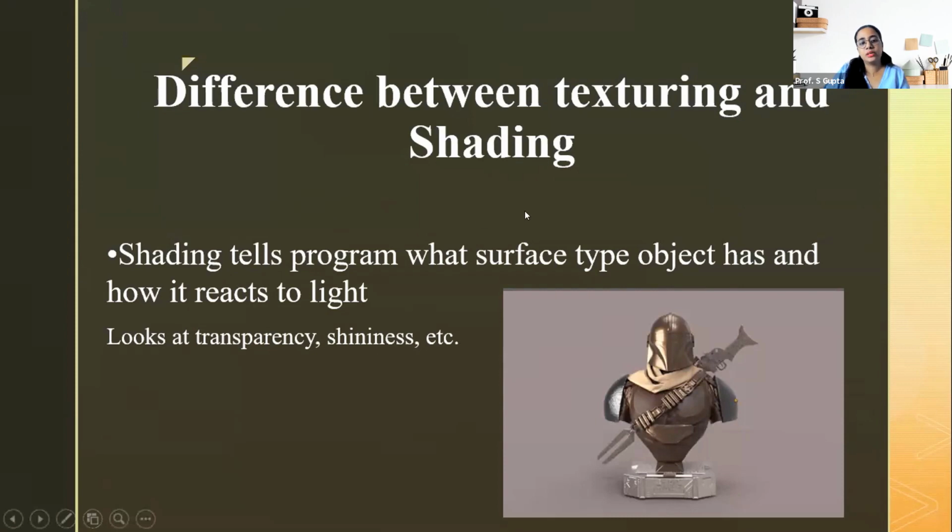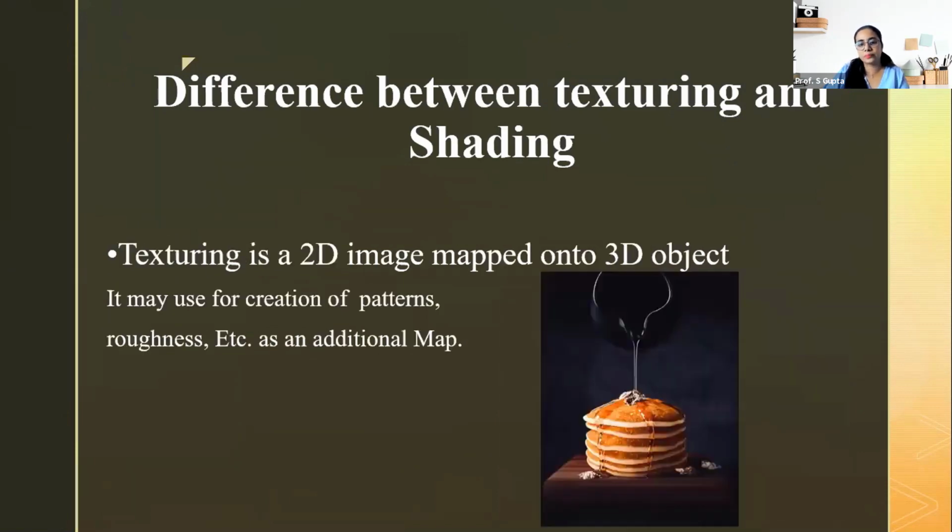So what I'm trying to tell you is that shading doesn't involve any type of external material or external map or external image getting into the software to portray your texture. What you can do is assign or apply the material and play with the given default or inbuilt attributes inside your software, right? That includes transparency, specularity, ray tracing, reflection, refraction, etc.